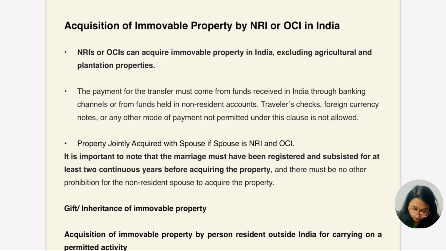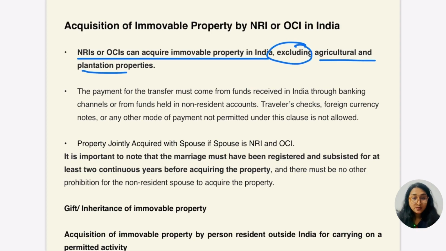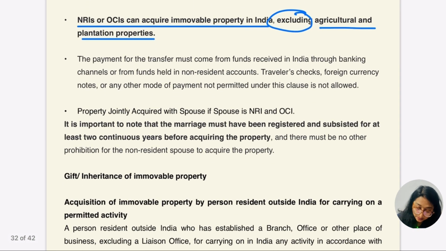So here NRI or OCI can acquire the immovable property in India, excluding agriculture and plantation properties. The payment for the transfer must be from what fund here? Fund received in India through the banking channel or from the funds held in the non-resident account, traveler's check, foreign currency notes or any other mode prescribed. Payment not permitted under the clause is not allowed.